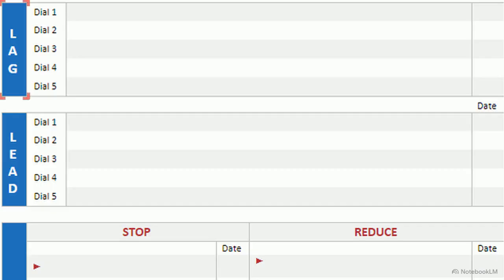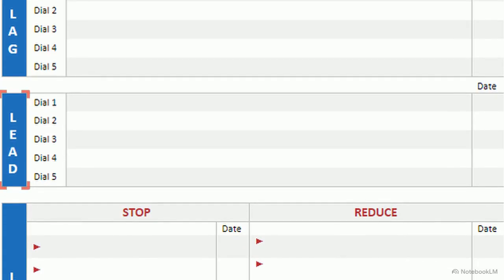This document is your tracking sheet. The top section houses your lag dials. These are your ultimate destinations, metrics like a specific revenue target or a hiring goal to hit by the end of a 90-day period. Right below that are your lead dials. These represent the continuous daily actions you must take to reach those destinations. This is the 20% of your effort that drives 80% of your results.